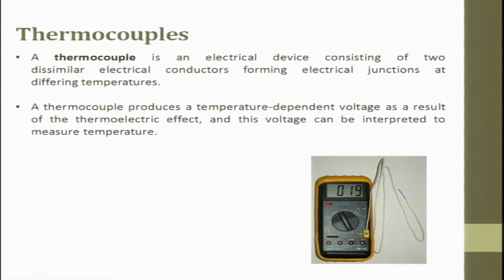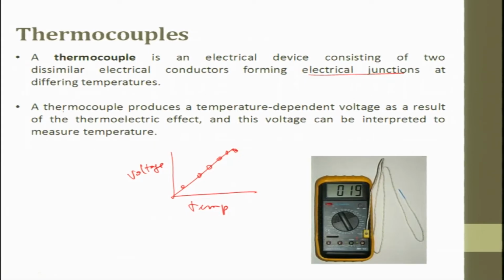Thermocouples. A thermocouple is an electrical device consisting of two dissimilar electrical contacts forming electrical junctions at different temperatures. A thermocouple produces a temperature dependent voltage. So, as the temperature increases, the voltage increases. Maybe just for simplicity I make it linear.